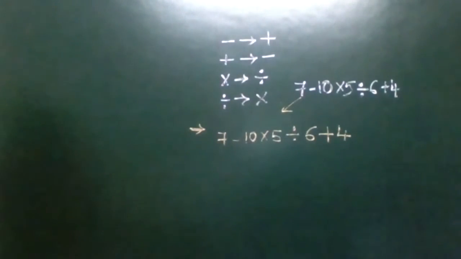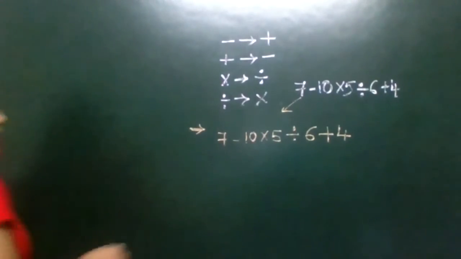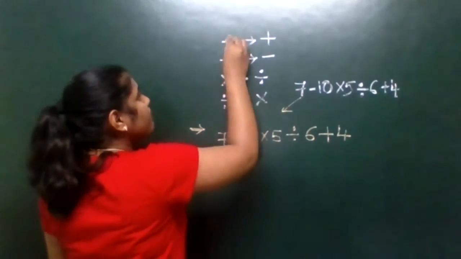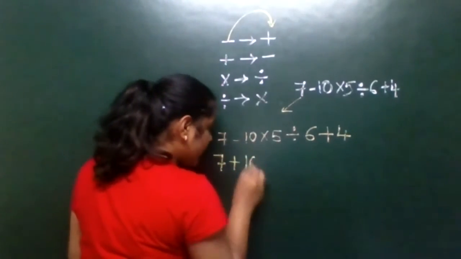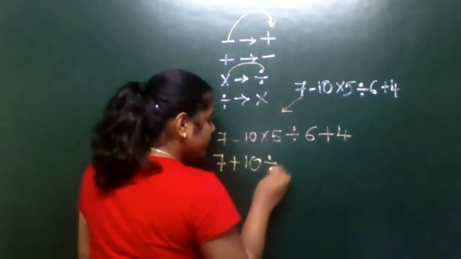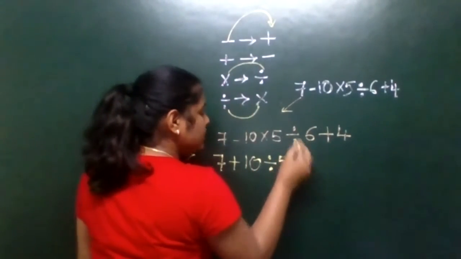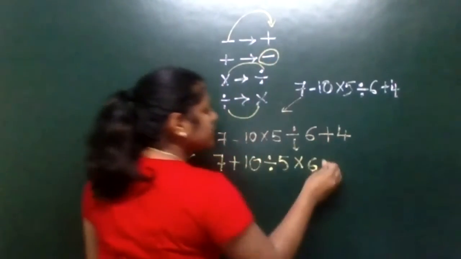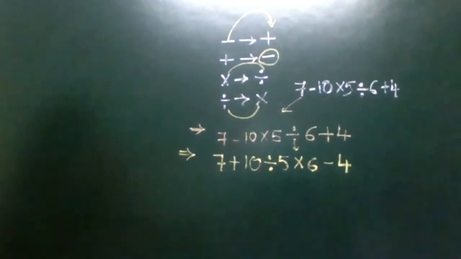What is my second step now? My second step is to substitute the signs. 7 as it is. In the place of minus, I have to write plus 10. In the place of into, I have to write division. In the place of division, I have to write into. And in the place of plus, I have to write minus 4. Okay, let me move on to the next step now.